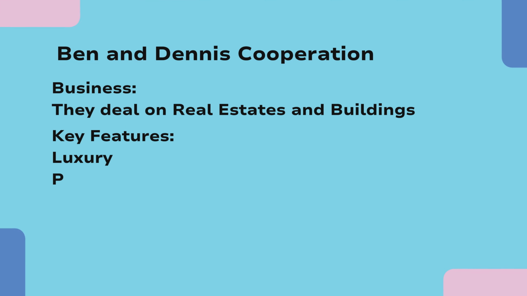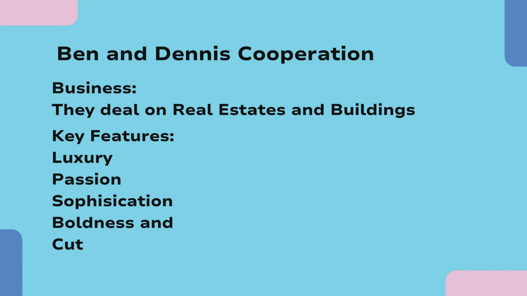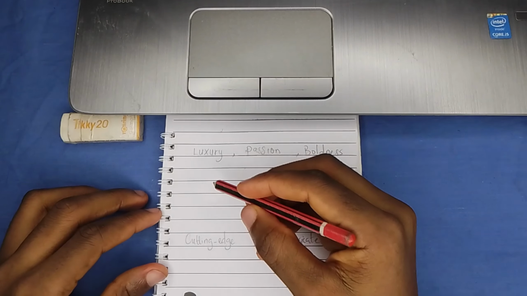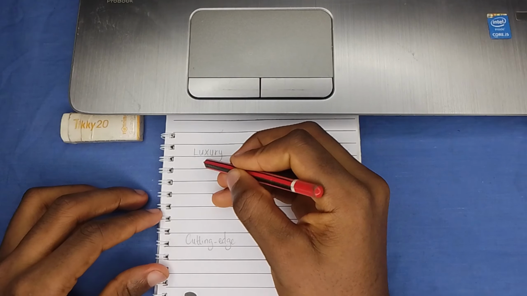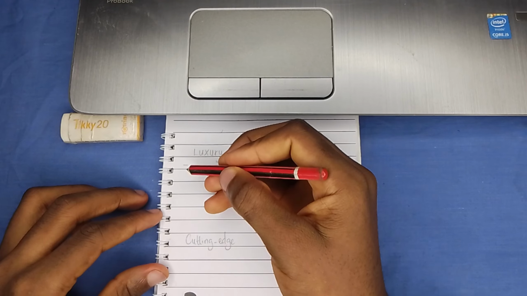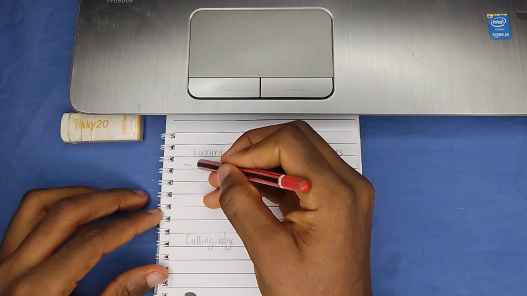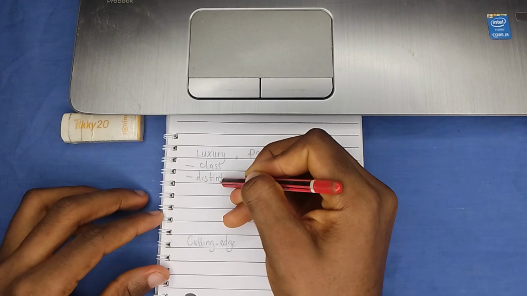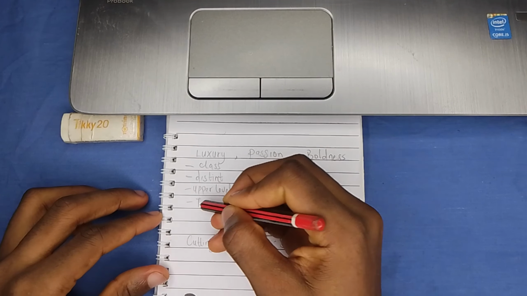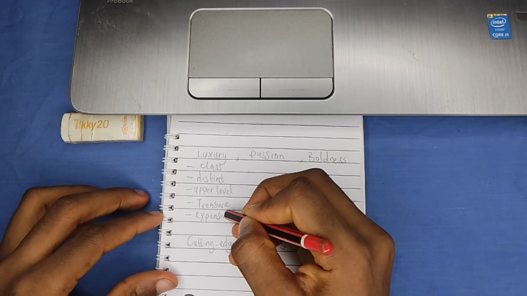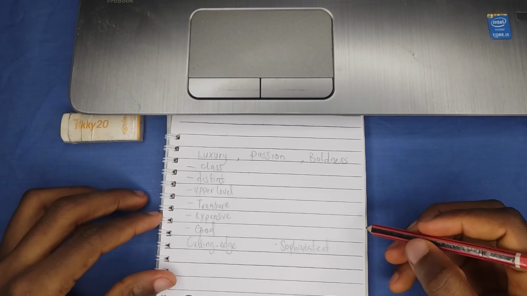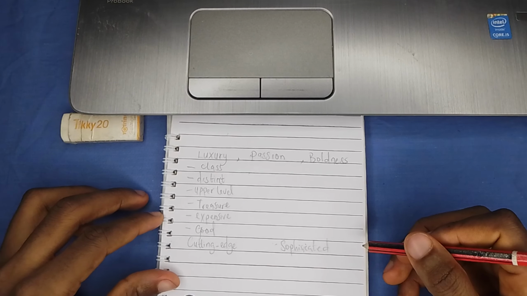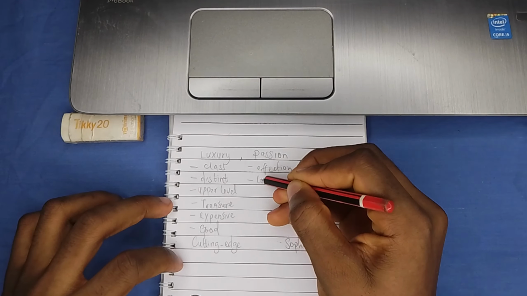They want their branding to show luxury, passion, sophistication, boldness, and cutting edge. With this, we can then start the mind mapping process. Mind mapping is simply relating words that are nouns to the nearest simplified nouns. Take for example, luxury. Luxury also means class, and it also means distinct, an upper level, treasure, and a lot more. And I will do the same for the rest of these nouns that Ben and Dennis Corporation gave us.